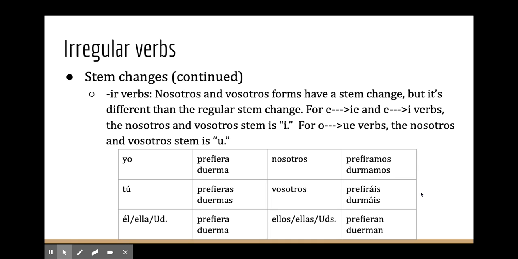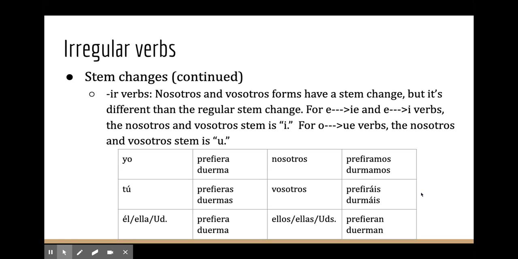Okay, so if you have a verb like preferir, to prefer, the yo form is prefiero. So you're going to drop the O and add your opposite vowel ending. So prefiera, prefieras, prefiera, prefieran for the ellos ustedes form. But the nosotros and vosotros stem is now an I instead of the original, which is an E, or instead of the other stem changes, which is IE. So instead of being prefieramos, it's prefiramos.